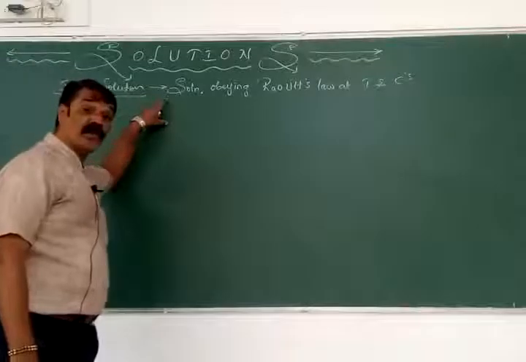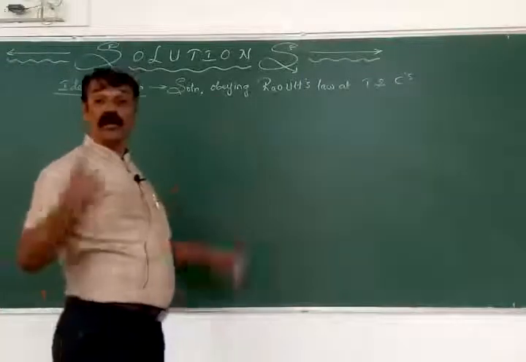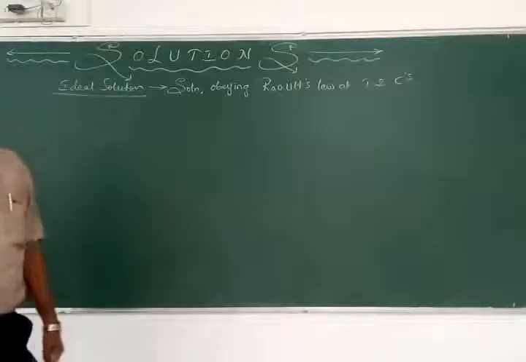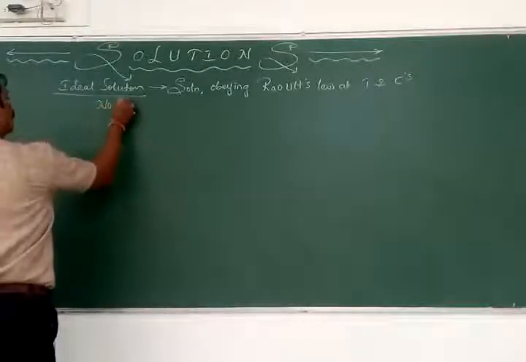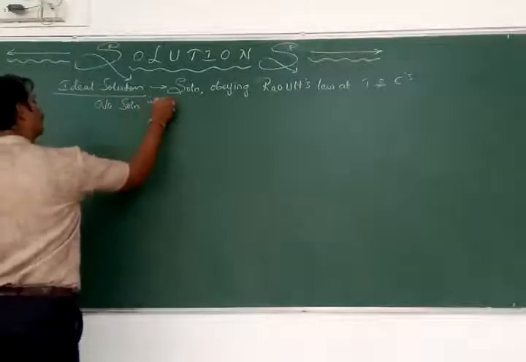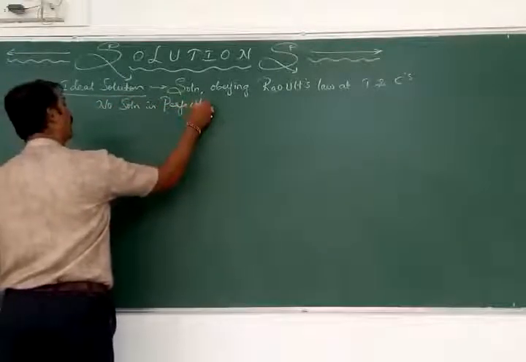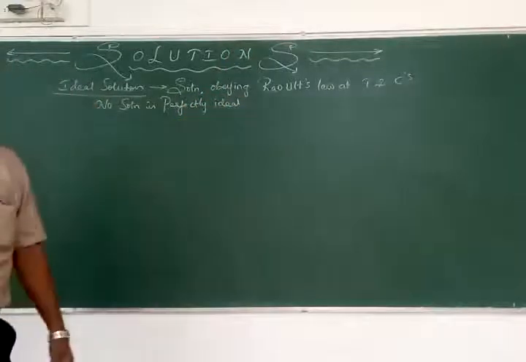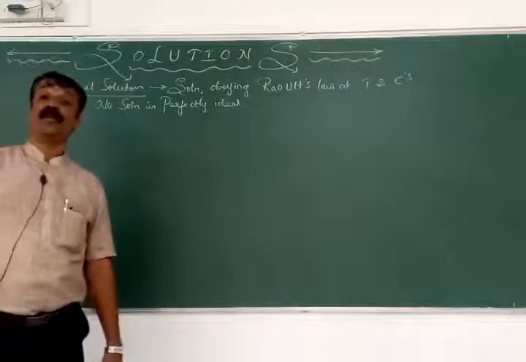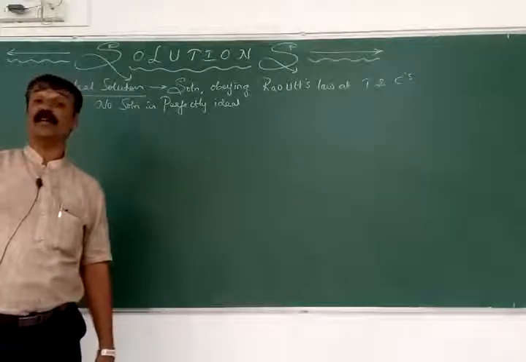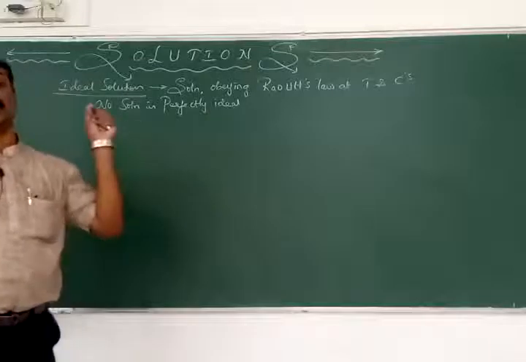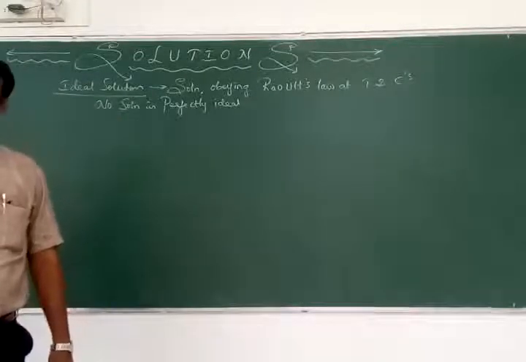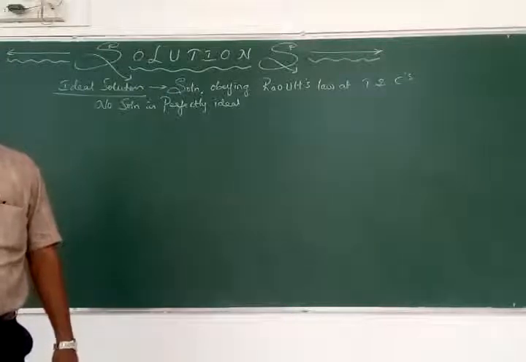Instead of gas, we are using the what? Solution. The solution which obeys Raoult's law at all the conditions of temperatures and pressures is called the ideal solution. No solution is perfectly ideal. There is no solution strictly found to be ideal. Similarly, no gas is perfectly ideal in nature because all the gases are considered to be real gases, non-ideal gases. Ideal gases are just imaginary.